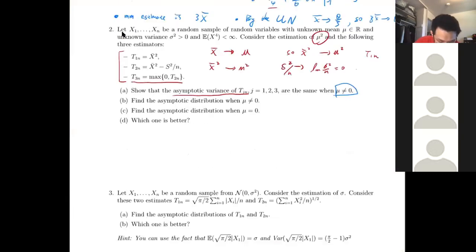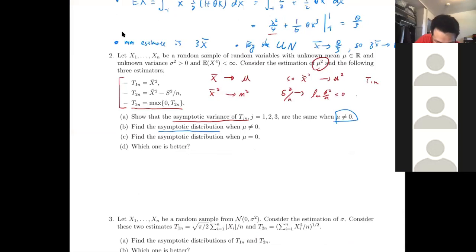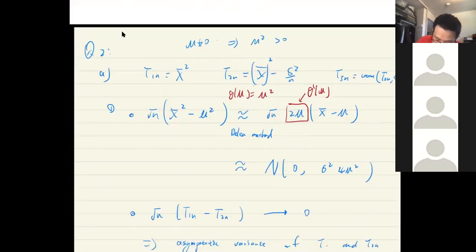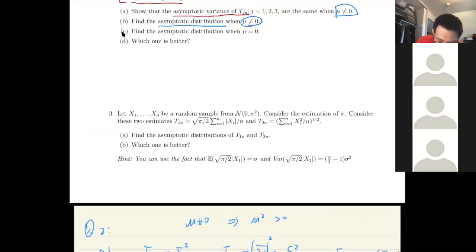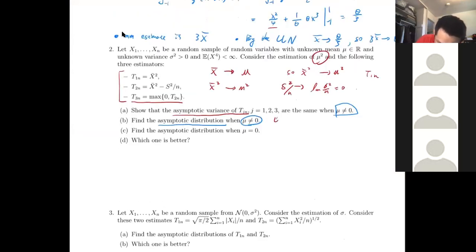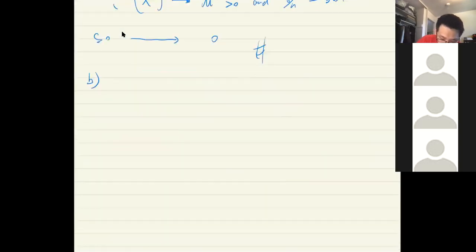And part B is to find the asymptotic value for mu not equal to 0. We just showed that it should be like this one. And for part C, we want to find it when mu is equal to 0.